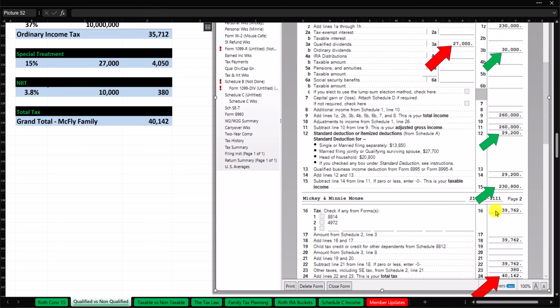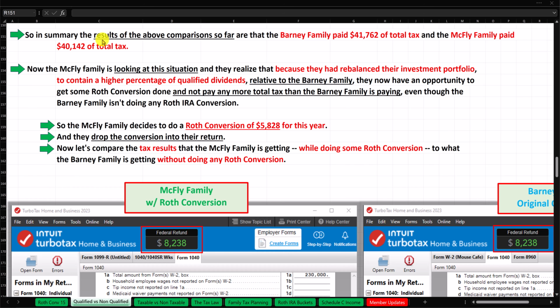$230,800. And then here's our tax calculation. Again, this $39,762 is going to be the sum of this $35,712 right here, as well as the $4,050. Net investment income tax remains the same at $380 like we talked about, resulting in total tax of $40,142, which agrees to our $40,142 right here. So in summary, the results of the above comparisons so far are that the Barney family paid $41,762 of total tax, and the McFly family paid $40,142 of total tax.